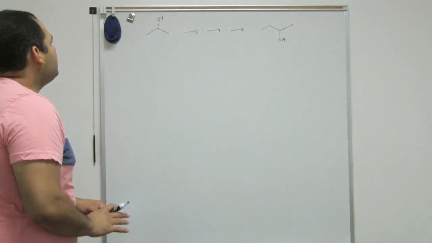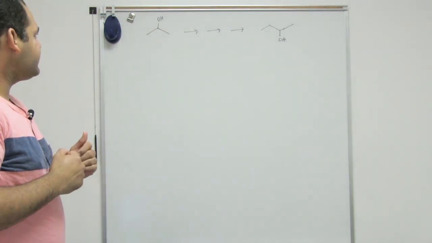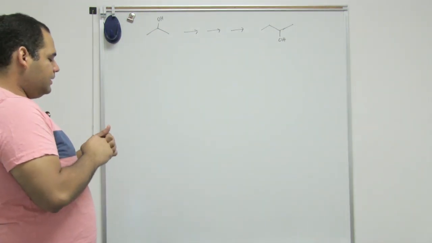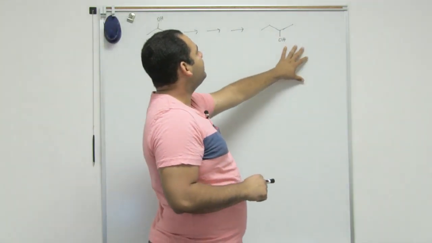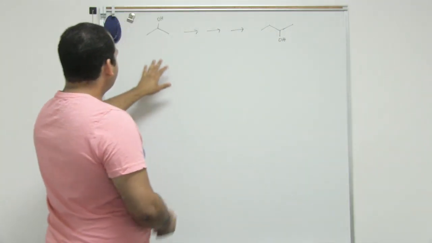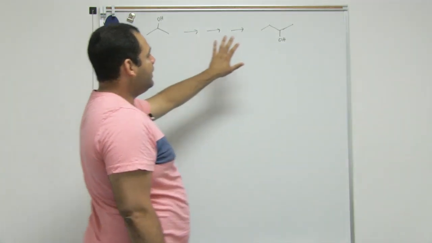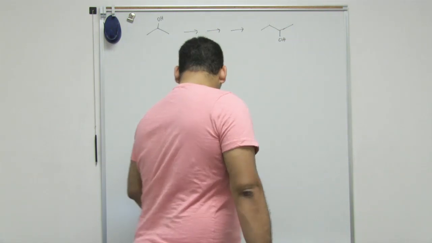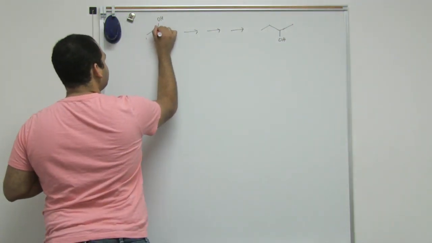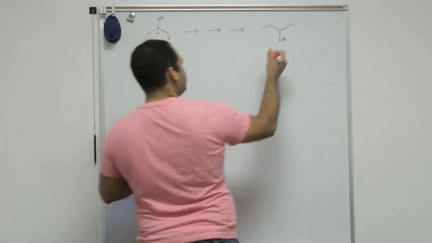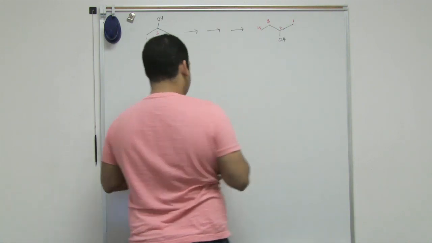Okay, so in this video we will talk about synthesizing, and it's just another example of how to synthesize. I start with a secondary alcohol and I'm getting a secondary alcohol as well. However, this is 2-propanol and this is 2-butanol. So if we check the number of carbons, we have 1, 2, 3 carbons here, and 1, 2, 3, 4 carbons there.